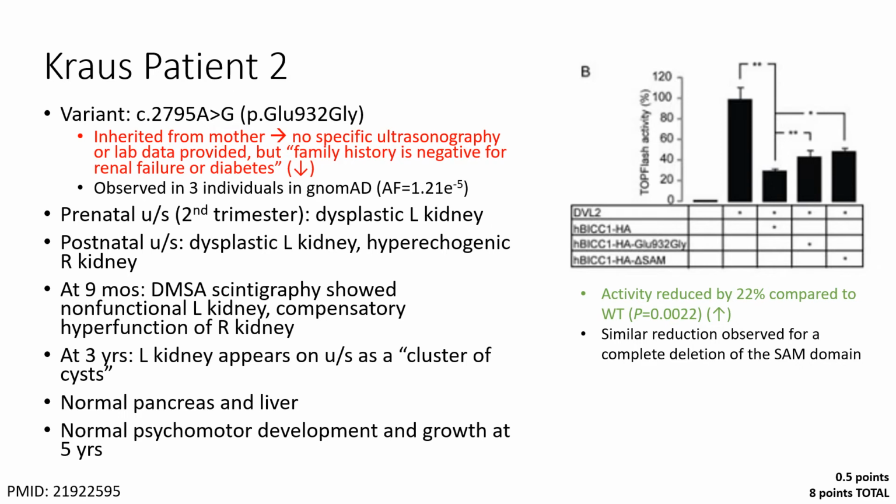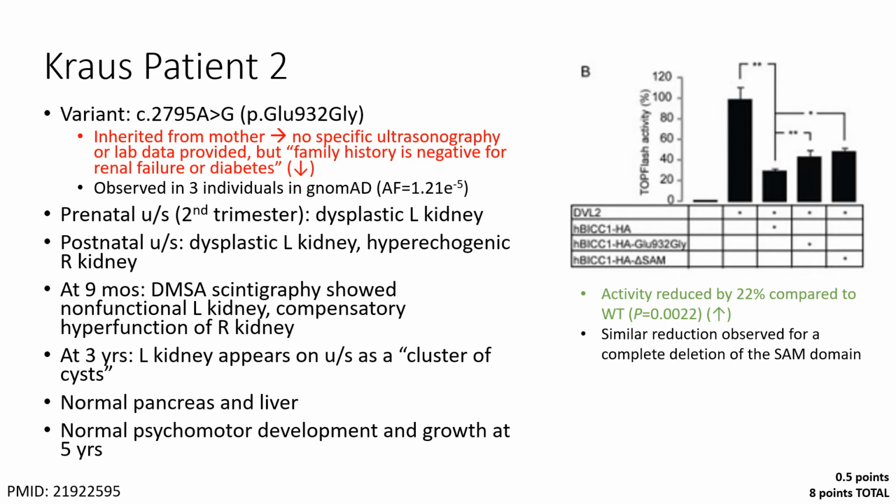Krause et al. also performed functional assays on this variant. Again, we are looking at BICC1's ability to inhibit beta-catenin signaling. Here, the authors are showing that this missense variant results in a 22% reduction in inhibition activity compared to wild type. Of note, this variant is within the SAM domain, so the authors also demonstrated that the patient's missense variant behaves similarly to that of a complete deletion of the SAM domain, also about a 22% reduction in activity.